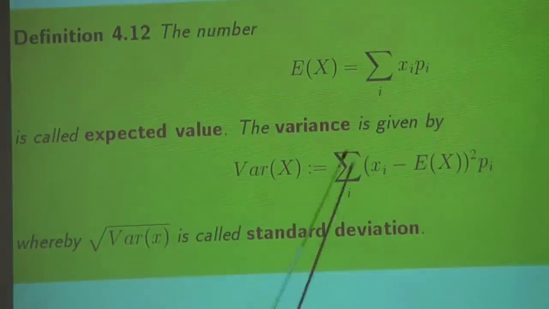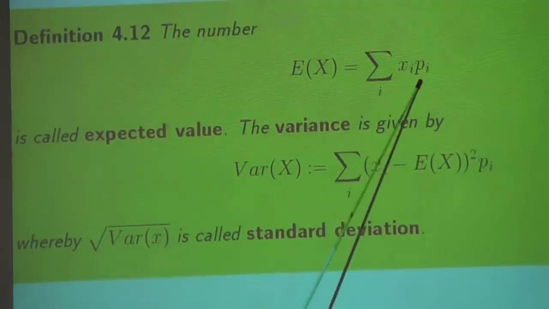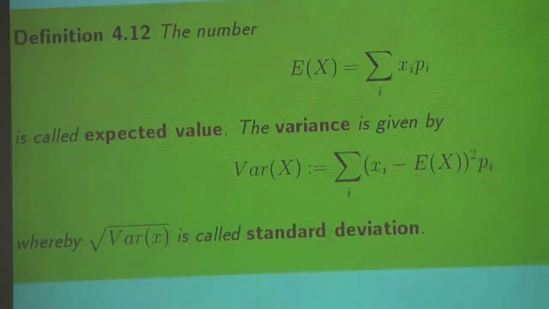If we forget the pi again, the sum of xi, if we divide this sum by the number of measurements, then we have the arithmetic mean. And these pi, they are smaller than 1, and if they are all equal, all identical, then you have the same thing as 1 over n.